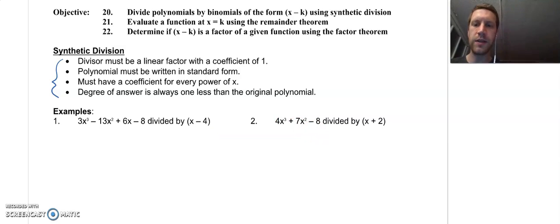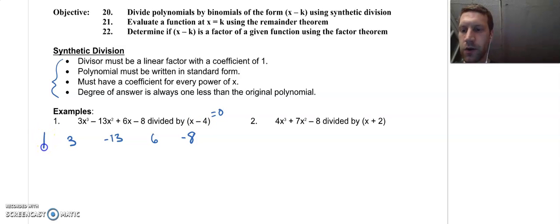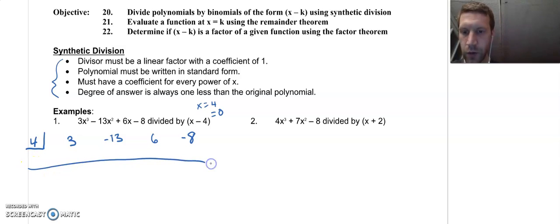So synthetic division, it's a little goofy, but hopefully you guys remember a little bit from last year. I'm going to list my coefficients and constants in the order I see them. So 3, negative 13, 6, negative 8. And then if you're dividing by x minus 4, that's the factor we divide by, but we want to put the 0 in this little box up here. So x minus 4 equals 0. That means x equals 4 is the 0 or the root or the solution, whatever you want to use. And that's the number that's going to go in there. So you can think of it as the opposite.